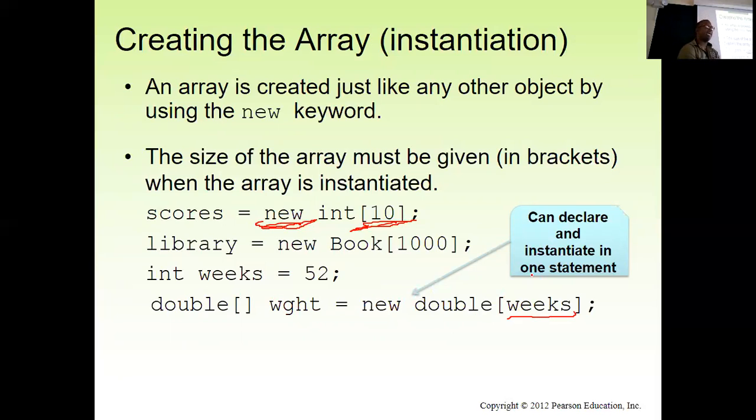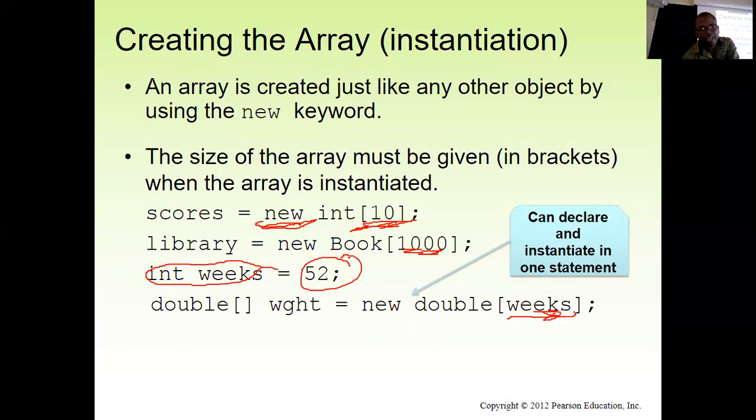Weeks is the size of the array, but notice just above that line, we set weeks to something, right? Yeah. So you realize we don't have to put the actual literal value in there. It could be a variable that has a value in it that we use to set the size. So in one case we put 10, which is the literal value. In another case, we put 1,000. In another case, we create a variable, set it to 52, and then use the variable here.